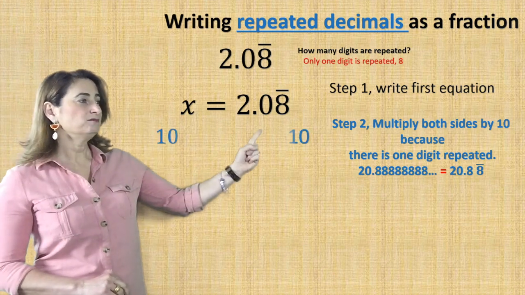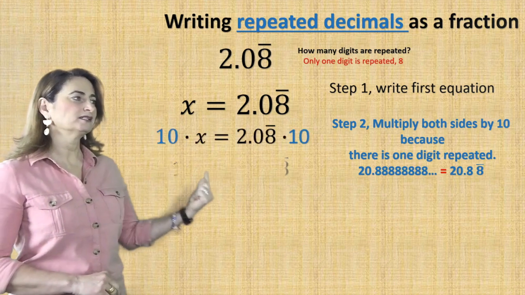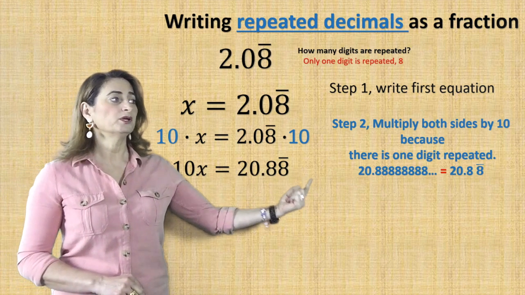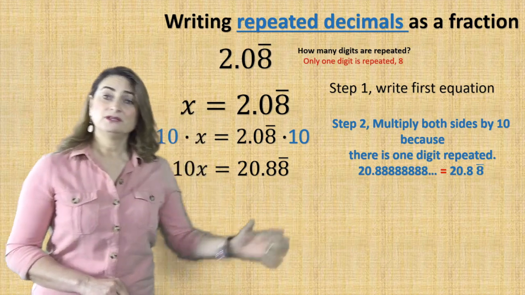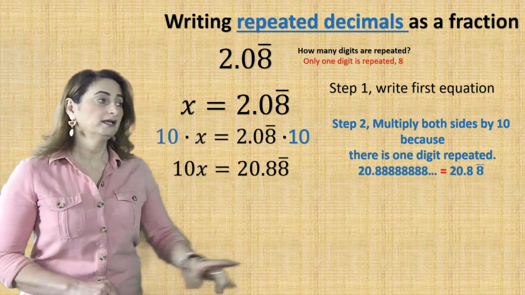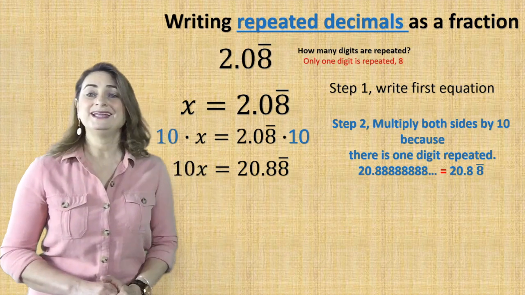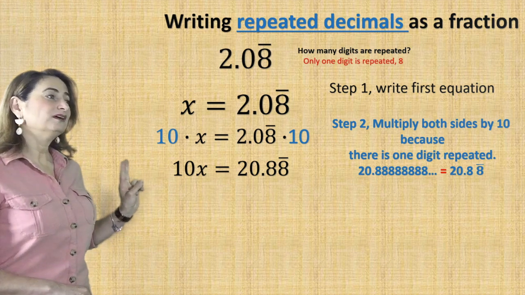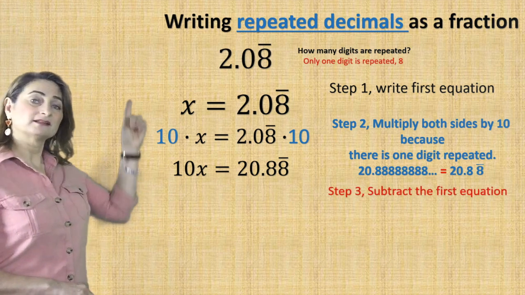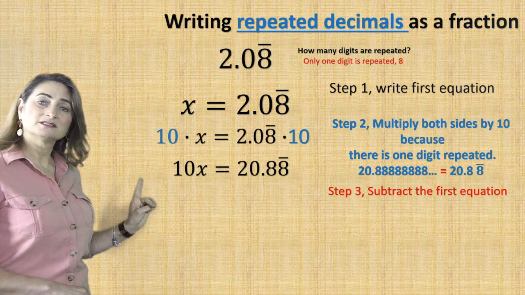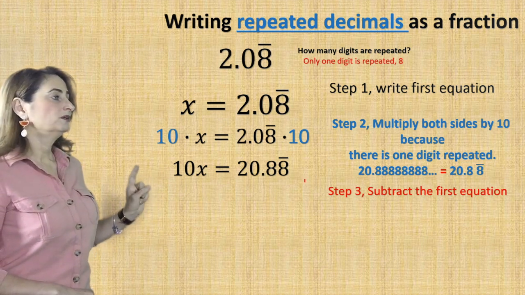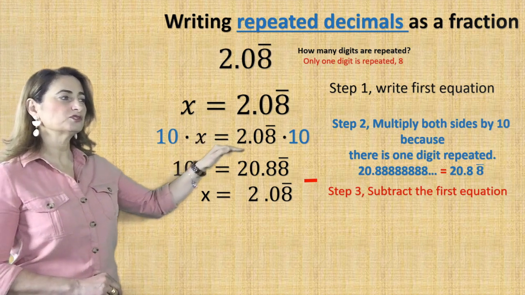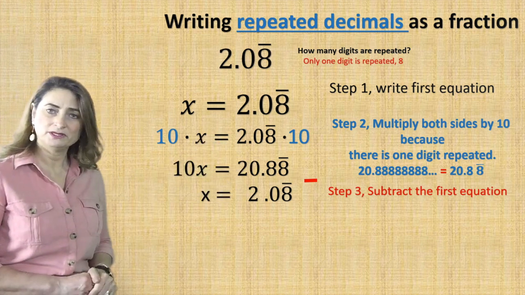Multiply this side by 10, multiply this side by 10, you end up with 10x equals, move the decimal to the right once, watch how it's going to be 20.888888, but then you can write it, instead of writing those repeated 8s, as 20.8 and then another 8 repeated. So now, step number 3 is to subtract the first equation from this new equation. Bring down x equals 2.08. Make sure they are lined up, so the 8 repeated right under the 8 repeated.